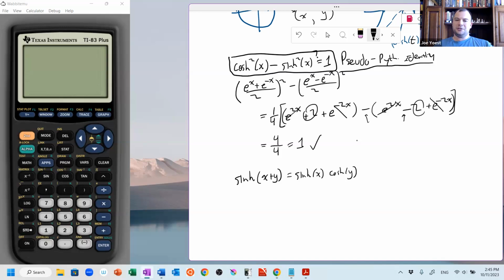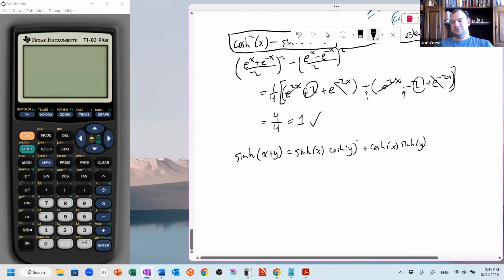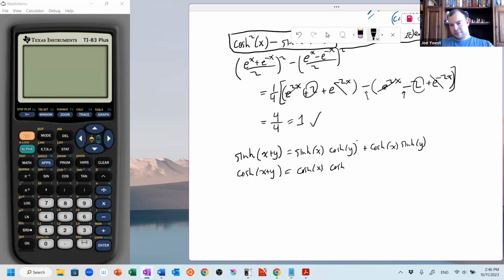Sinh of x plus y is sinh of x cosh of y plus cosh of x sinh of y. This looks fairly similar to sine of x plus y. And cosh of x plus y is cosh x cosh y plus sinh x sinh y. Again, looks pretty similar to the cosine of the sum of two angles.